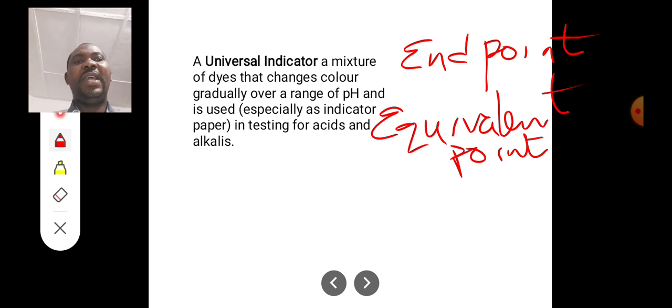Now, but the end point is the point where color changes in the system. So that point where the color changes is called the end point. But the end point is not necessarily the equivalence point. In the equivalence point, neutralization is complete, but the end point is when you observe a color change.